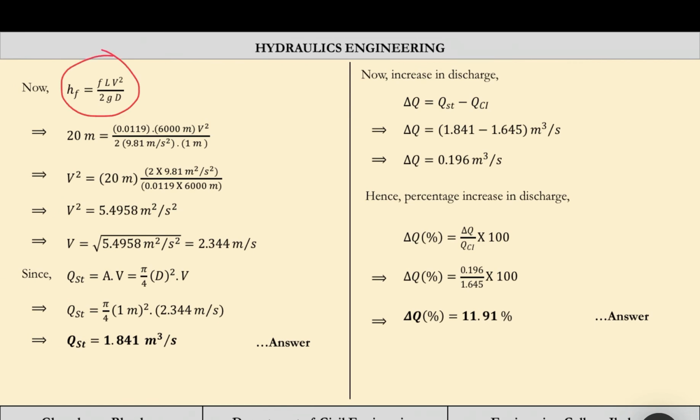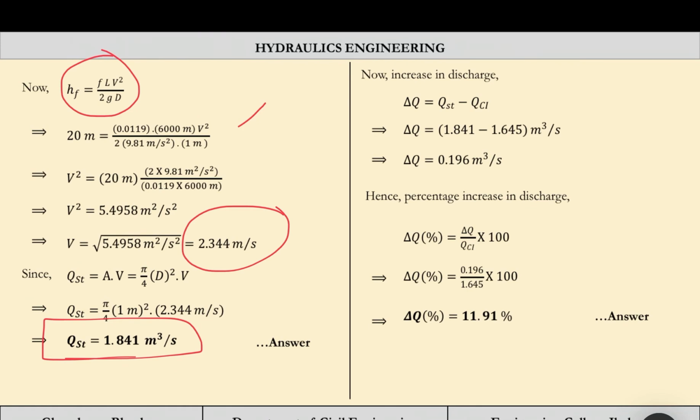So hf is f L V square by 2gD. Same, put all the values and we will get velocity as 2.344 meter per second. So velocity is more, area is constant, that means Q will be more. So Q is 1.841 meter cube per second.